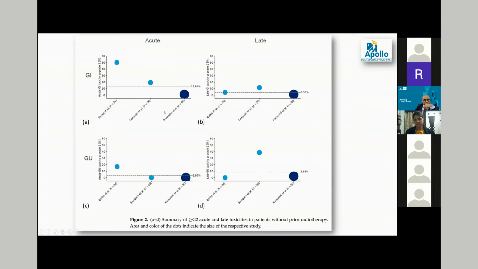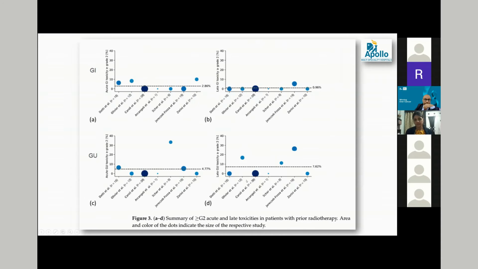So acute GI toxicities are less, and late GI toxicities are also not very much, and GU toxicities are less. Though the smaller studies, they have shown a little higher GI toxicities, like this study. This is only 26 patient study, and their late GU toxicity has been quite significant, around 40%. But most of the patients are less than 8.56%, which is the median.